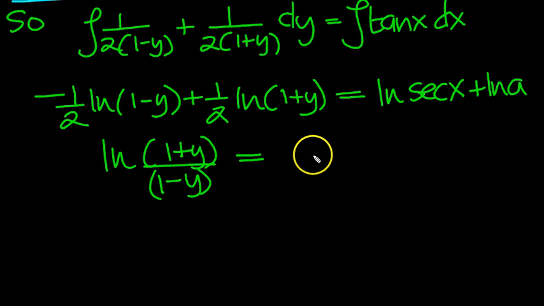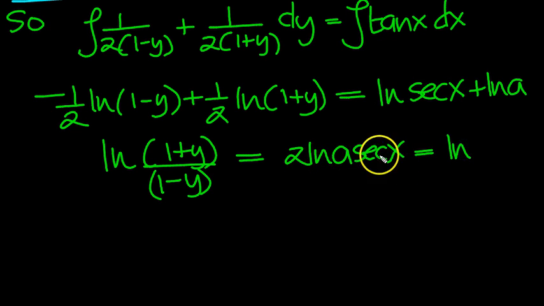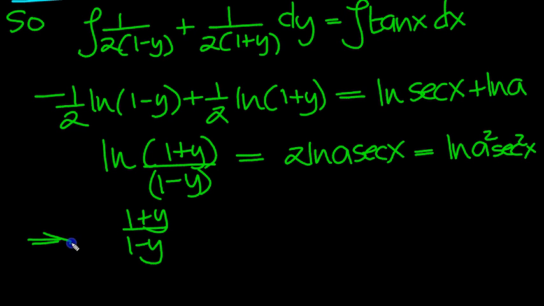These two are added, so that's a sec x, isn't it? It's 2 ln a sec x, because we times by 2 all the way through as well. So this is log of, when the 2 comes up to be a power, you can split these component parts into a squared and sec squared x. Now the log of each of these values are the same, so the values must be the same. 1 plus y over 1 minus y then is equal to a squared sec squared x.